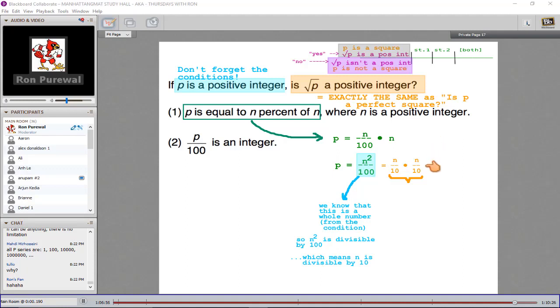So actually, these are integers. Like n over 10 actually has to be an integer, otherwise P would not work out to be an integer. If you try n is 1, you'll see why this doesn't work, right? If you take 1% of 1, that ends up being that decimal. So 100P is n squared is the same as what we have here. If rephrasing it like that helps you, then by all means. So yeah, n is divisible by 10.